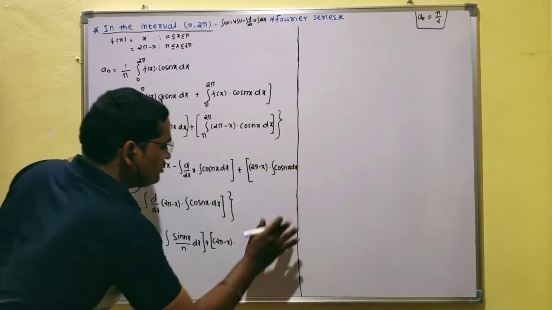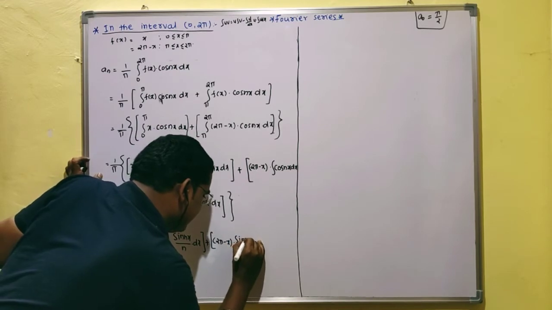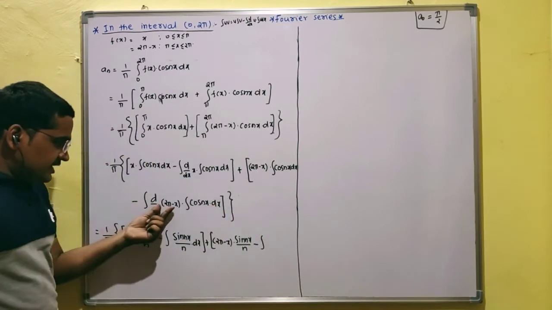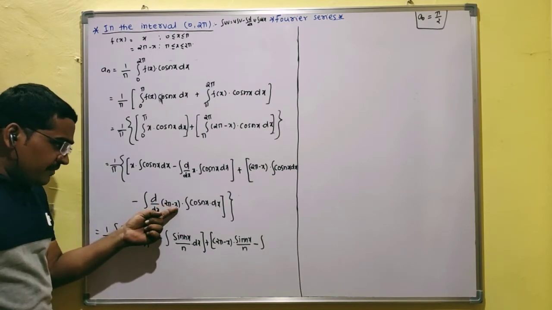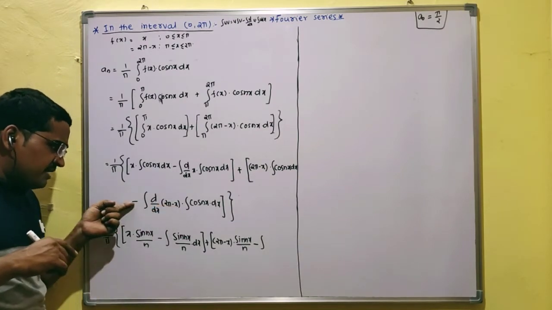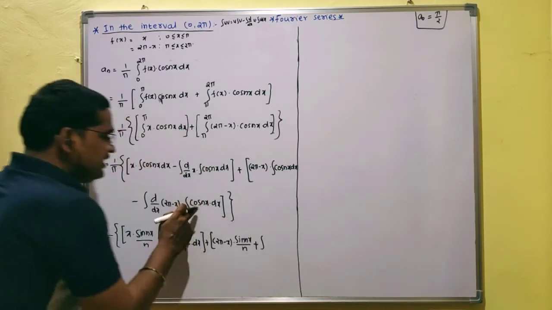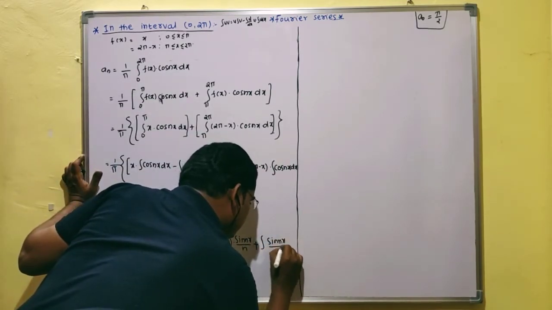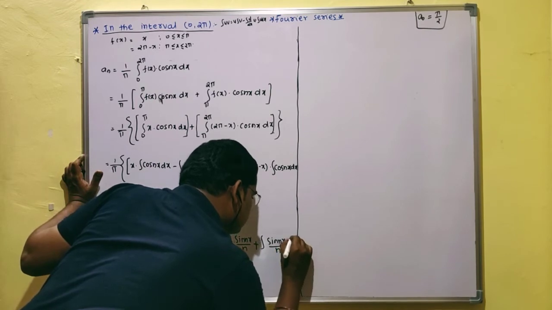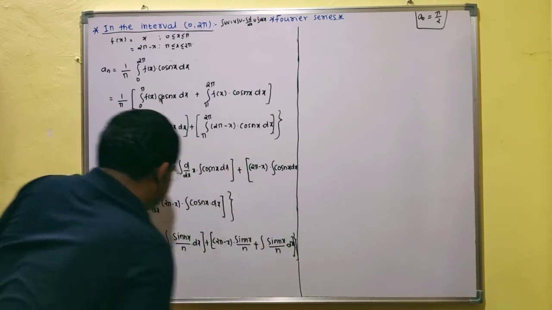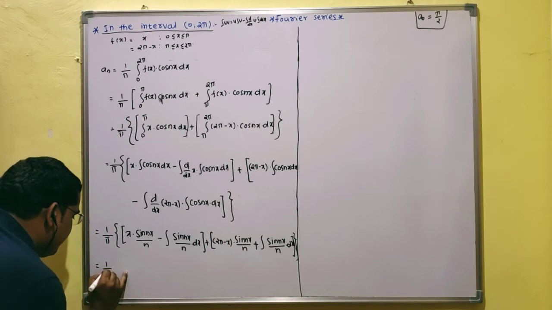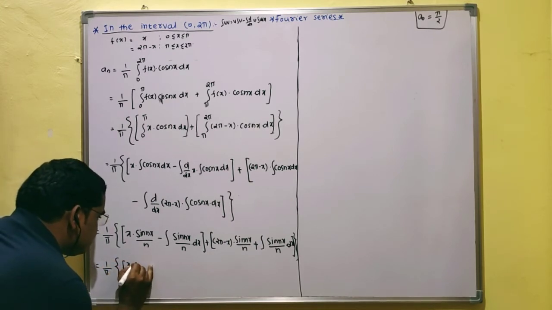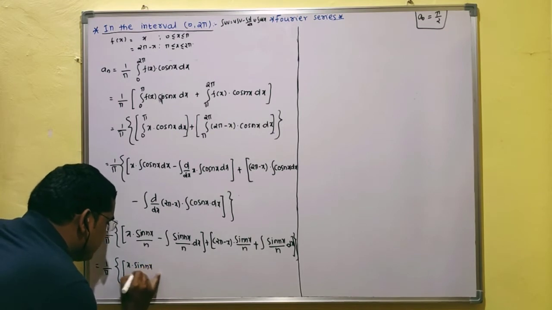Into the integration of cos nx, which is sin nx upon n, minus integration of the derivative of 2π minus x. The derivative of 2π is 0 and the derivative of minus x is minus 1, so minus minus becomes plus. Now the integration of cos nx is sin nx upon n into dx. Now this total bracket is complete and this curly is complete, which is equal to 1 upon π as it is in this curly, in this bracket, x into sin nx upon n.